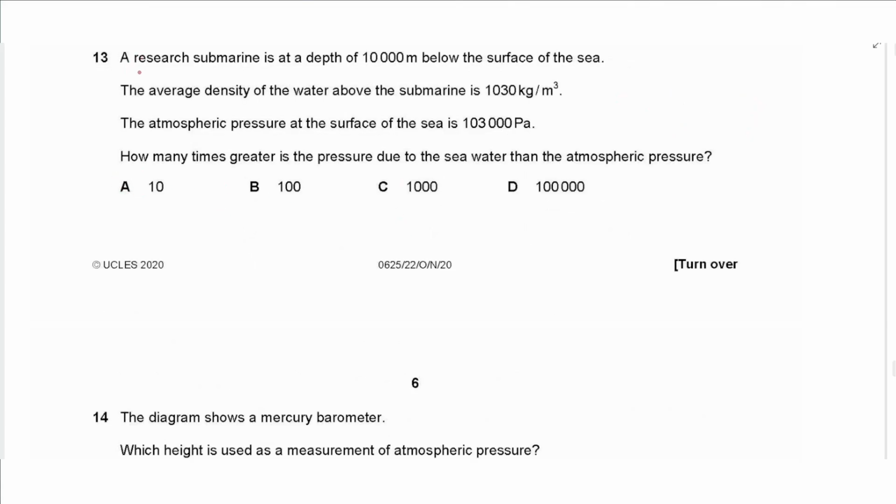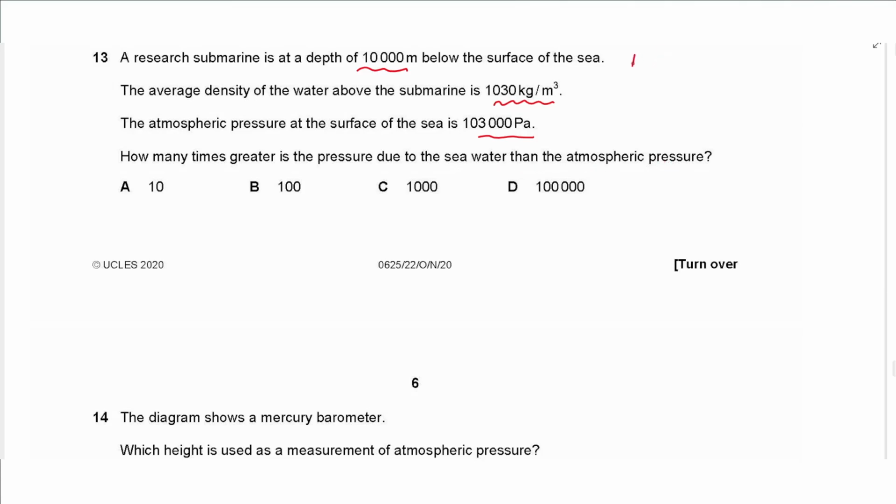Question 13 says, a researcher submarine is at a depth of 10,000 meters below the surface of the sea. The average density of the water above the submarine is 1030 kilograms per meter cubed, and the atmospheric pressure at the surface of the sea is 103,000 Pascal. How many times greater is the pressure due to the seawater than the atmospheric pressure?